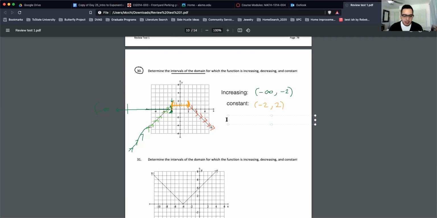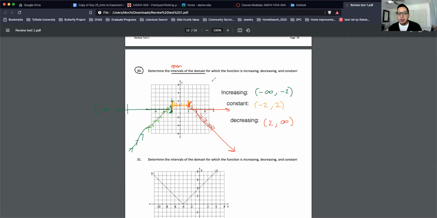And then finally, the decreasing portion of the graph is bounded by which x value? So we start decreasing here at 2, and it continues decreasing in this direction, all the way to positive infinity. So from 2 to positive infinity, the graph is going down. So that's how you would go about writing the open intervals of the domain for which the function is increasing, decreasing, or constant.